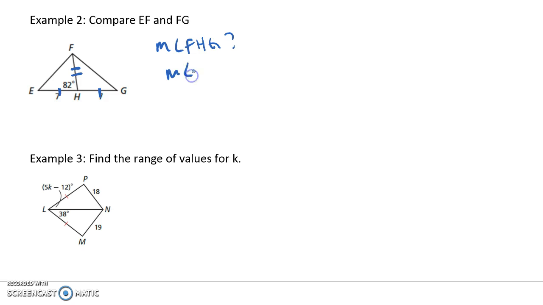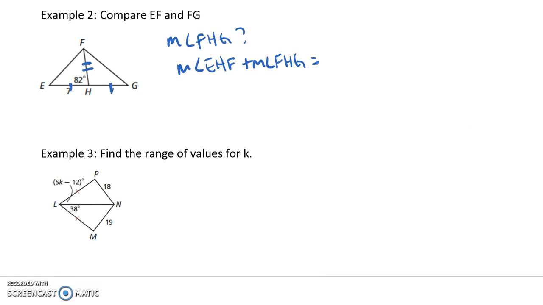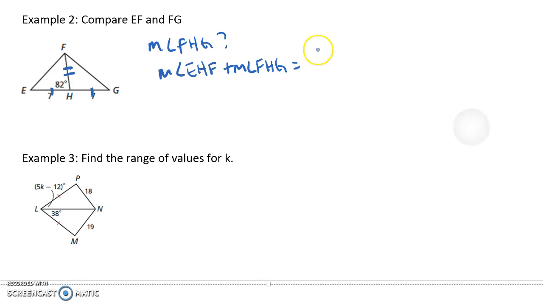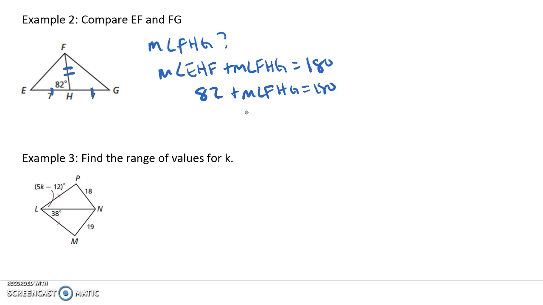So that measure of angle EHF plus the measure of angle FHG should add up to what number if they're a linear pair? Well, they should add up to 180 because that's a straight line, right? So just plug it in and solve. So the measure of angle FHG is equal to 98 degrees, right?